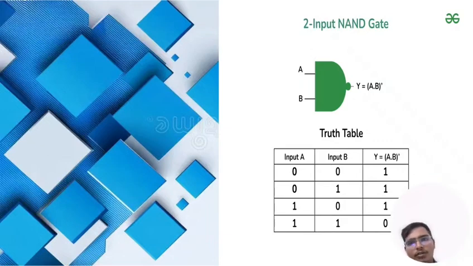In the NAND gate there are two inputs A and B, and the respective output is A into B whole complement. The NOR gate gives A plus B whole complement. But in the diagram there was something wrong, which I have now corrected.